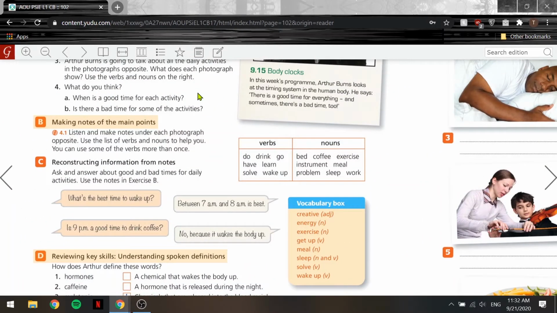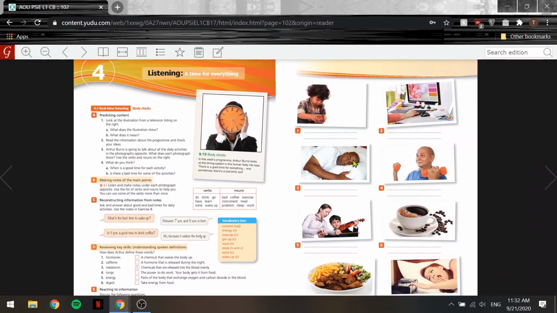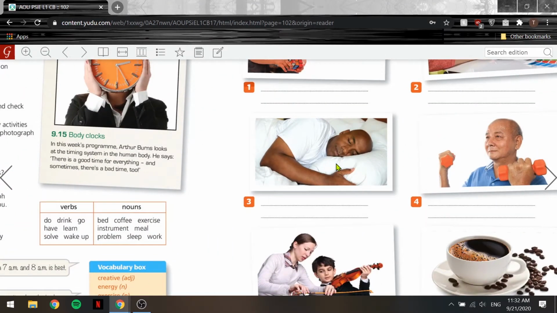So what do you think? When is a good time for each activity, and is there a bad time for some of the activities? I'm going to go over this quickly because we will hear about it in a second. So when is a good time for each activity? Obviously, it's better if you sleep at night instead of sleeping during the day. This one's a no-brainer.